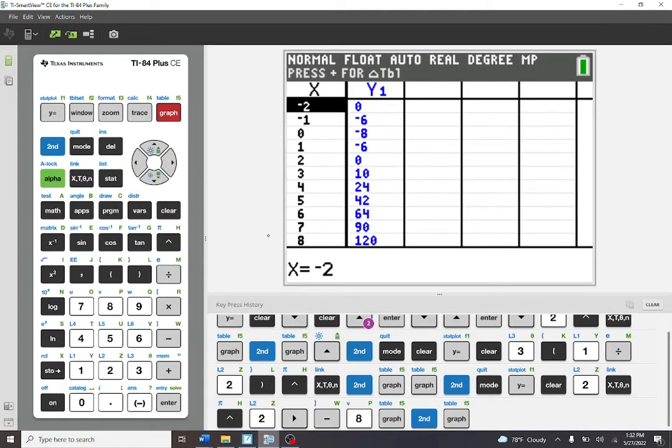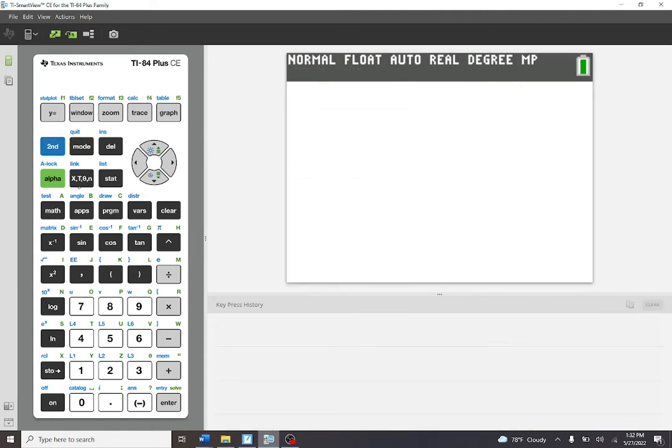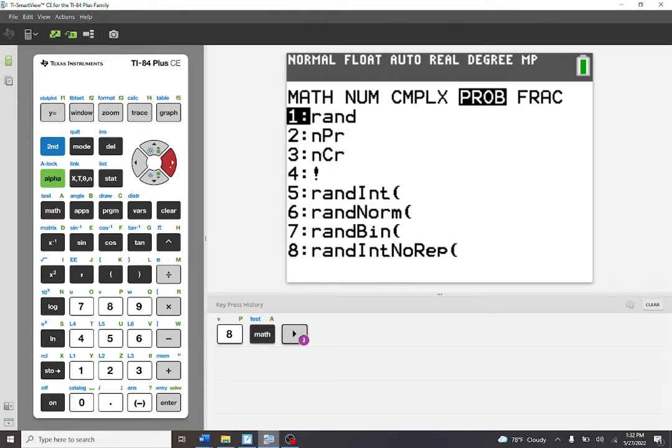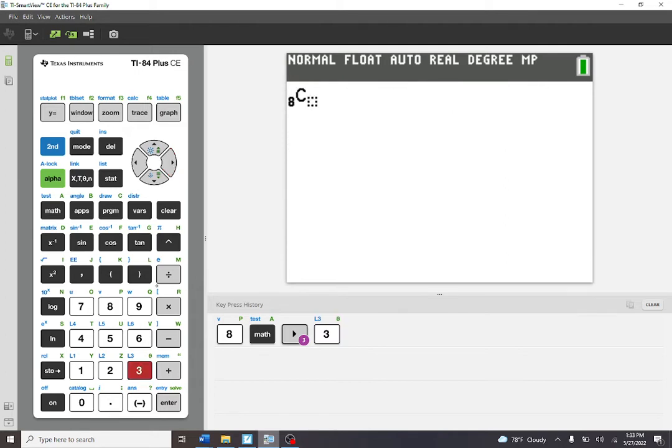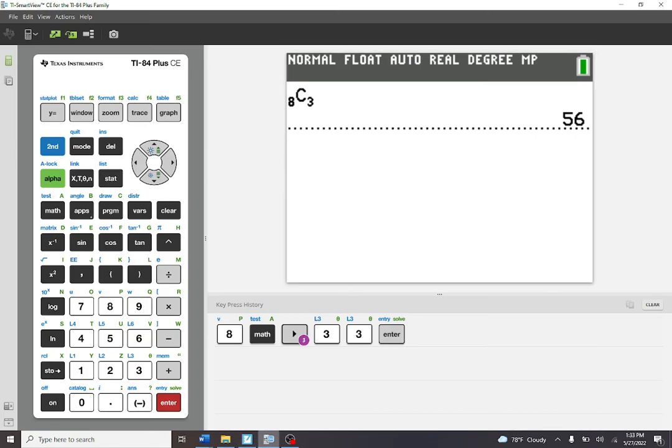If I just pull out a calculator here, go back to my standard mode, which is click clear. Click second quit to get there, or second mode. What I could do is click 8, then go to math, go to the right until I hit probability. Now I want nCr, so I'll pick option 3. You could just scroll down to press 3. Then my second number, which is 3. Click enter, the number 56 matches my answer. So I can always use this calculator to do it.